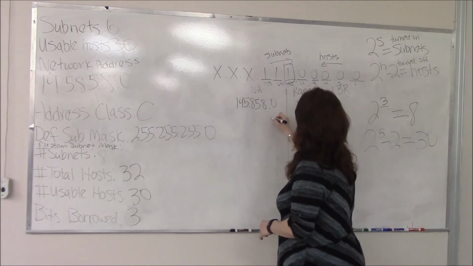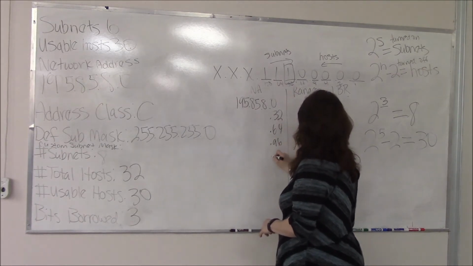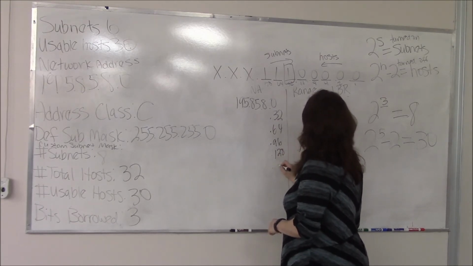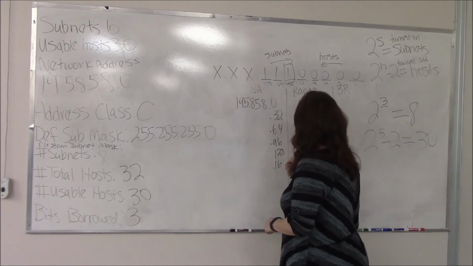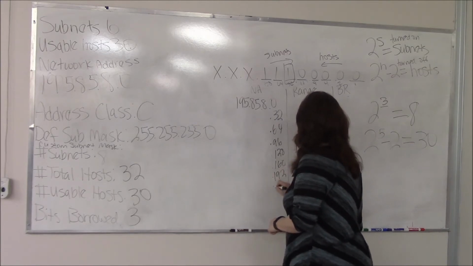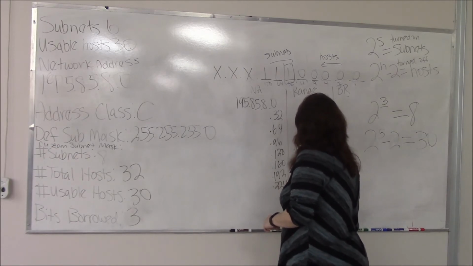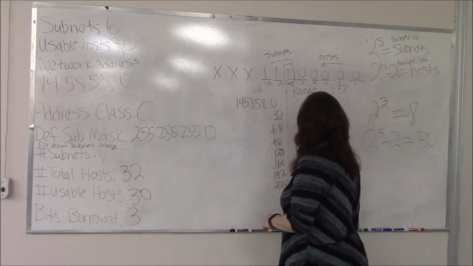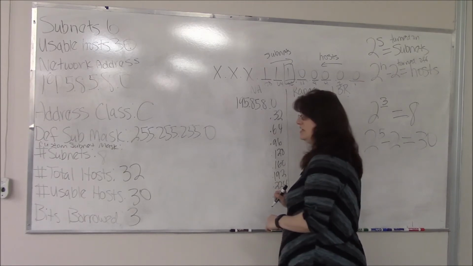So that's going to be dot 32, dot 64, dot 96, dot 128, dot 160, dot 192, dot 224. 32's to 256. Okay.